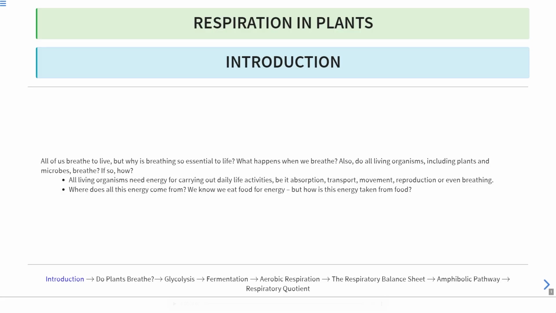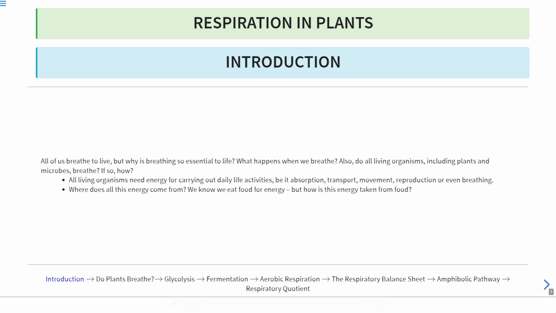So, in this session, we are going to study an introduction to respiration. Then, how do plants breathe? Actually, we are talking in this session about how plants respire, right? We will also discuss the glycolysis process. So, let us start the session with the introduction to respiration in plants.